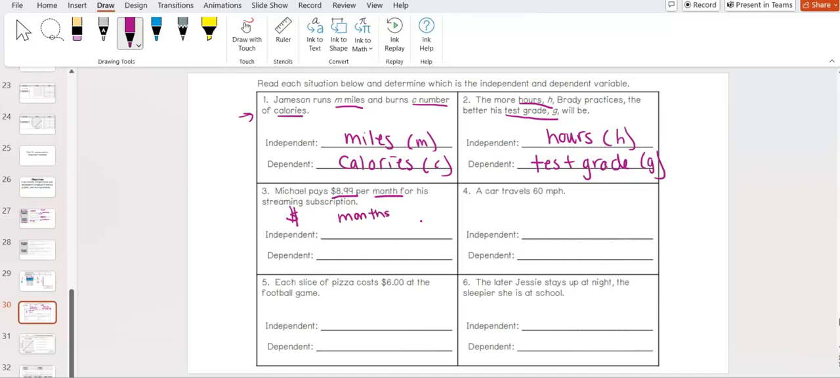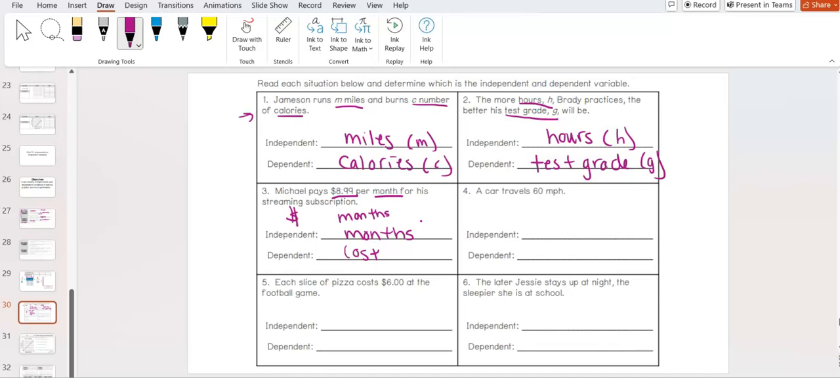Does the cost of our streaming subscription depend on how many months we've had it? Or does the number of months we have a streaming subscription depend on the price? It's going to be cost depends on months, because you don't say, well, I'll pay you $100 and you give me whatever amount of months I can buy. It's usually when your bill comes, it gives you a price based on how many months of service you've had that streaming subscription.